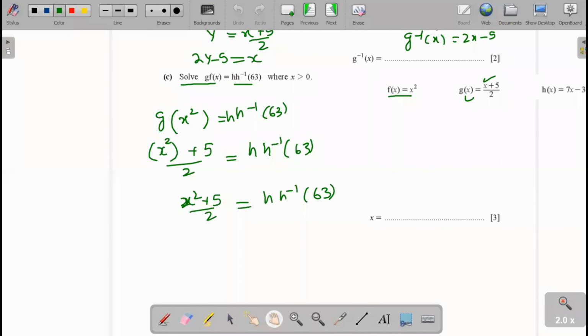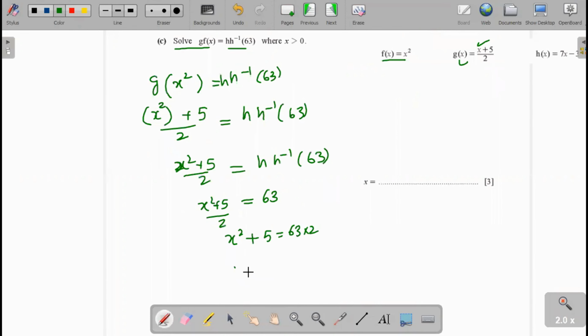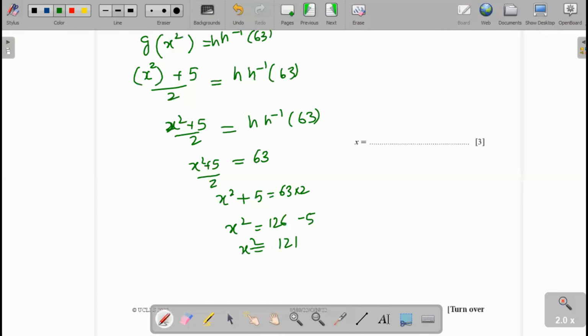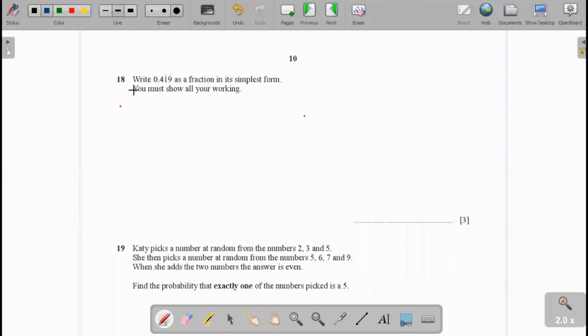Now the h inverse will be cancelled. That is equal to 63, x squared plus 5 over 2. Now the value becomes x squared plus 5 will be equal to 63 multiplied by 2. And x squared will be equal to 126 minus 5, and this is x squared equal to 121. I'll take the square root on both sides. We get x equal to 11, is the answer.